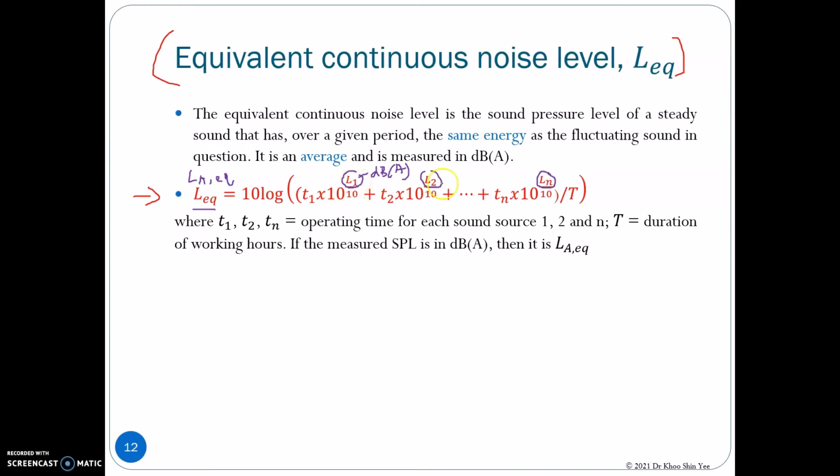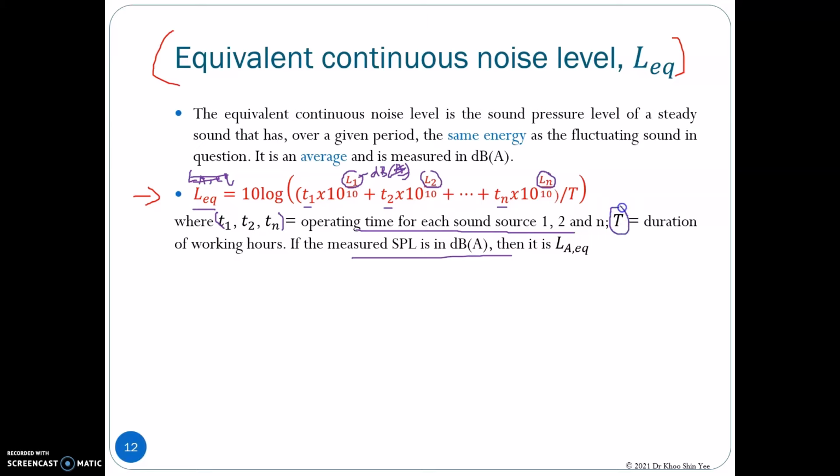If you measure the L1, L2 until the Ln to be dB only, then in this case you will obtain the LEQ. So this is the case when the measured sound pressure level is in dBA. Then this equation here will be changed to LAEQ. T1, T2 and so on until Tn is the time that you spend at the station 1, station 2 until the last station. So this is the definition for the T1 until Tn.